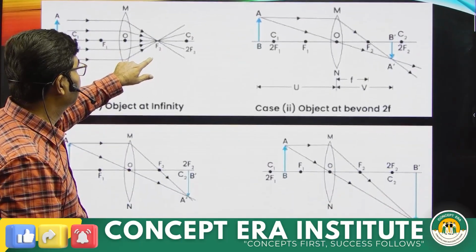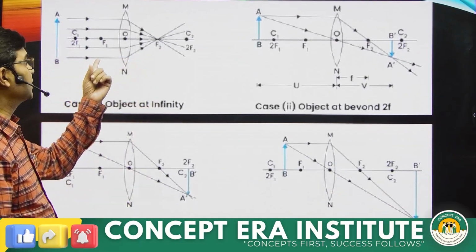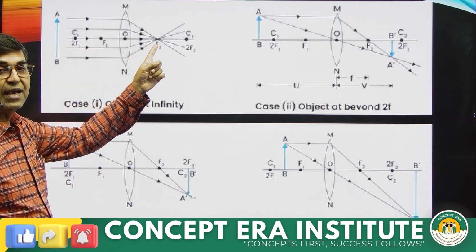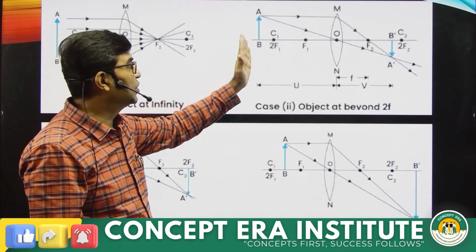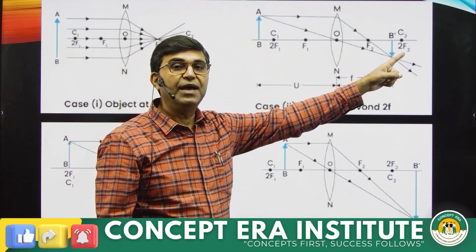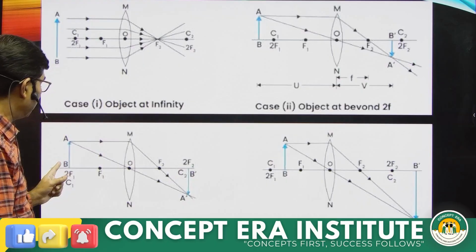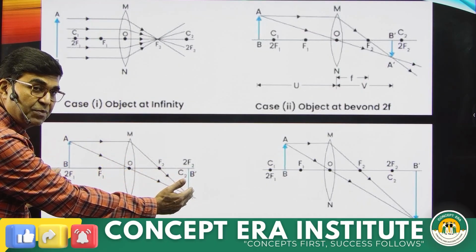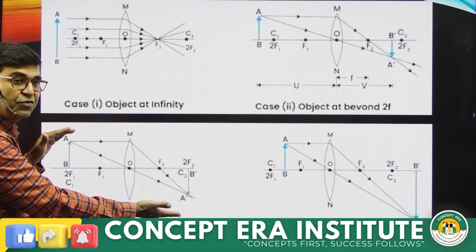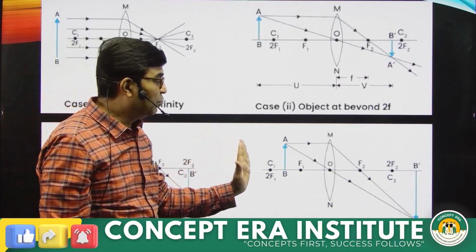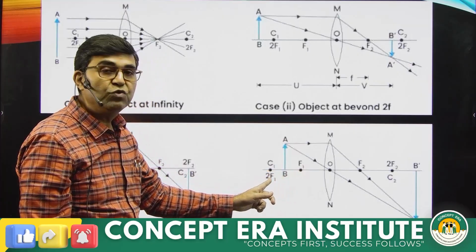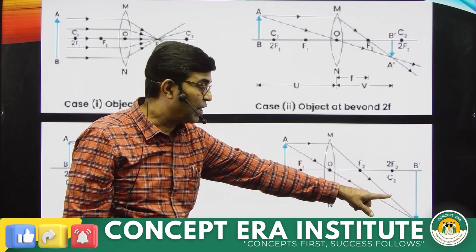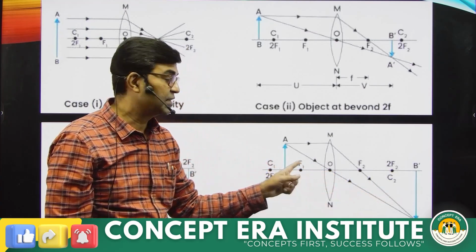Now, coming to the ray diagrams, this is case 1 of object at infinity, image at focus. Object beyond 2f1, image between f2 and 2f2. Object at 2f1, image at 2f2. Both are at the same distance from the optical center and the size of the image and object are equal. Object moves further closer between 2f1 and f1, image moves further beyond 2f2. Now, the image size will start increasing as compared to the object.